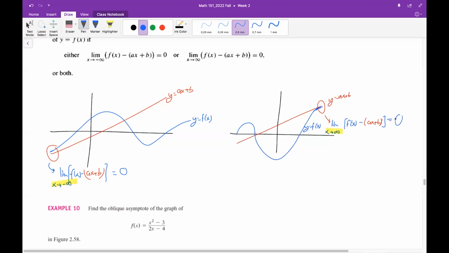That's why we define the oblique asymptote like this. This is not a horizontal line anymore. It is more general. More generally, it is a slanted line like this. So this kind of line is called an oblique asymptote.